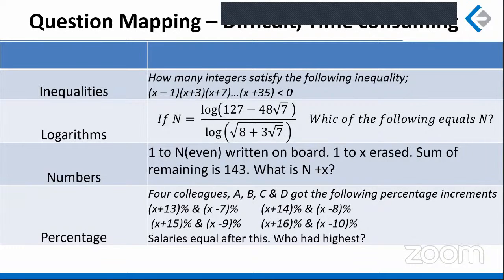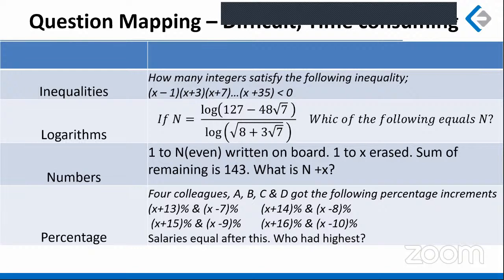One more question was of percentage. Four colleagues got the following percentage increments. Now, ideally, this should not be difficult, but there's a plus sign and a minus sign that probably might have just distracted people. But the simple relation is just add the two numbers for each person. Everybody has got 2x plus 6 percentage. So the summation of the two numbers for everybody is common. That was to be identified. It is 2x plus 6 for everybody.